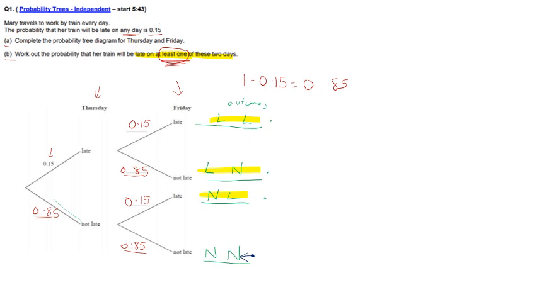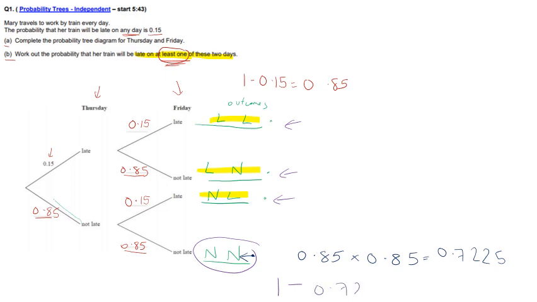So what's the probability of this one? Well, remember, it's got to be not late on Thursday and not late on Friday, so we multiply. So 0.85 times by 0.85. And that gives me a value of 0.7225. And remember, so all 4 of them added up will be equal to 1. So to find these 3 here, I'm just going to have to do 1 minus this probability. So 1 minus 0.7225. And your answer should be 0.2775. And that's my final answer.